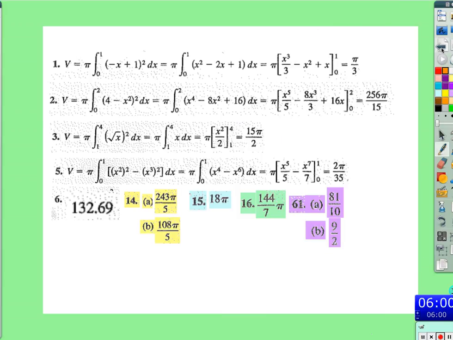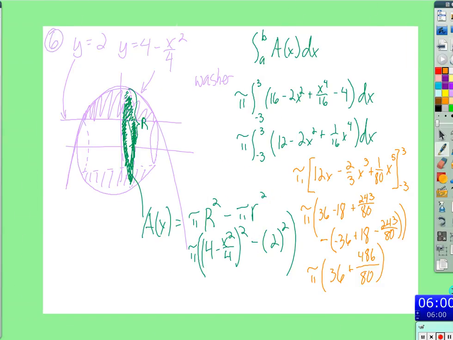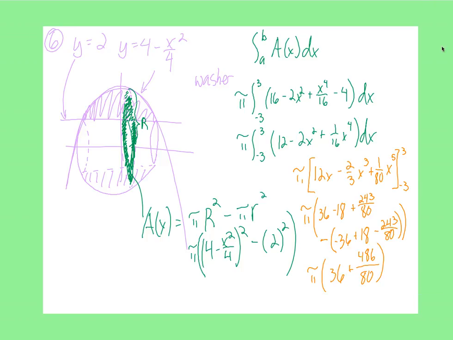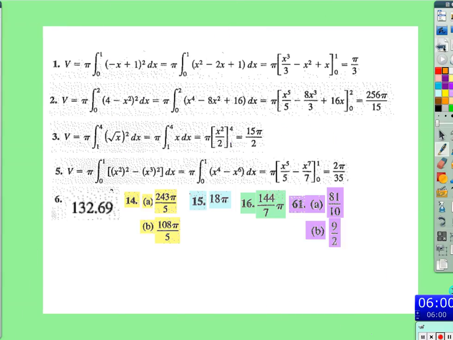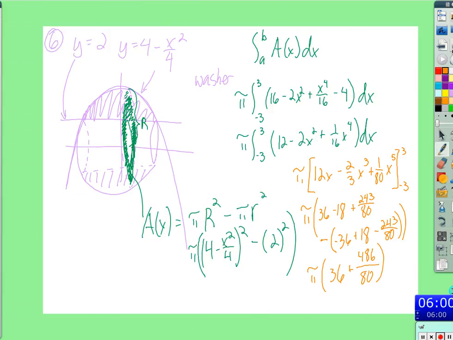Answer, 132.69. Let's find out. I got 40. Oh, I just did 36 minus 18 is 18. And negative 36 plus 18 is negative 18. There we go. What was the answer? 132 point something. Did you multiply by 5? No, I don't think so. 69.